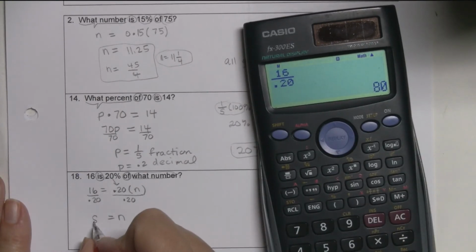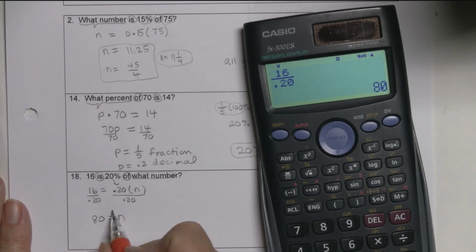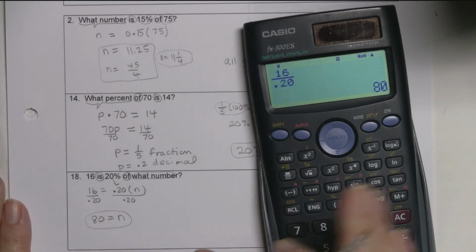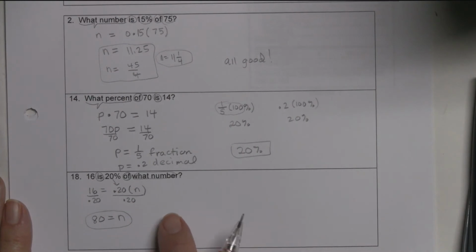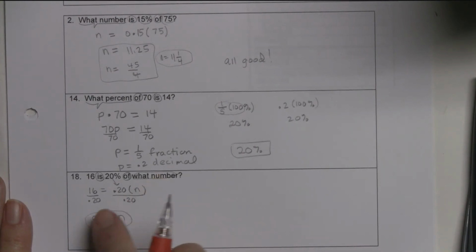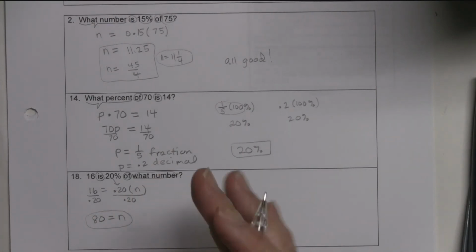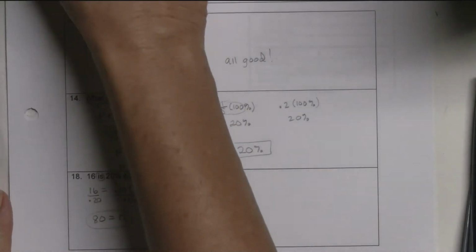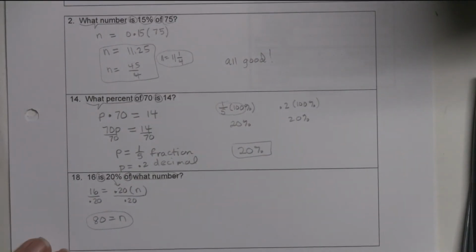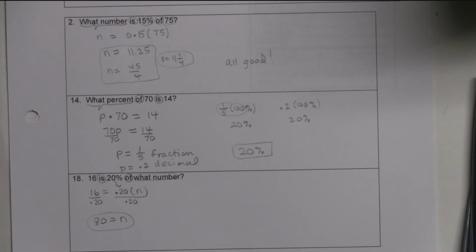Hot diggity dog. So they asked me what the number is. The number is 80. Now I don't have to convert that into a percent because they said what number, not what percent. So that's often something that people do wrong, is they forget what they were finding.